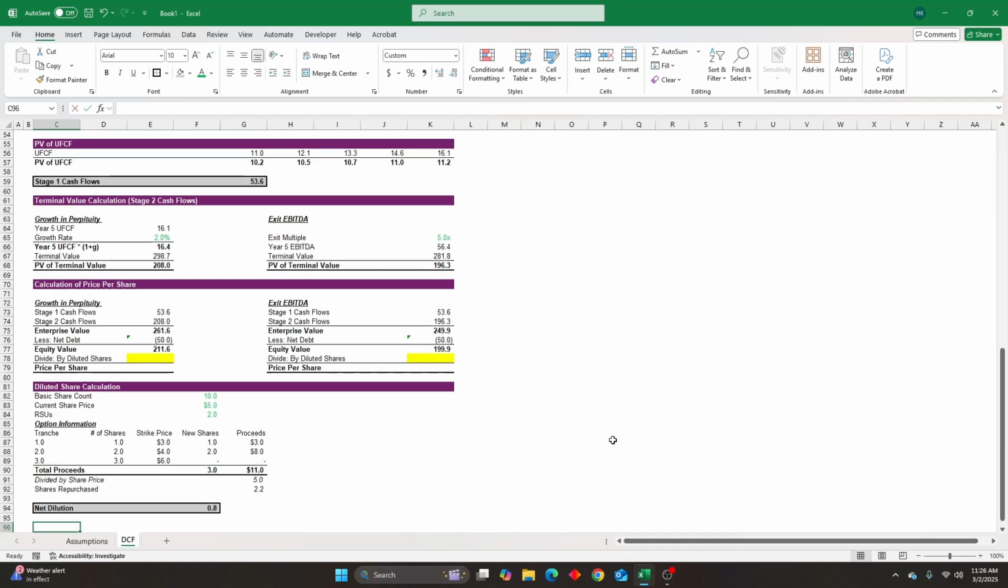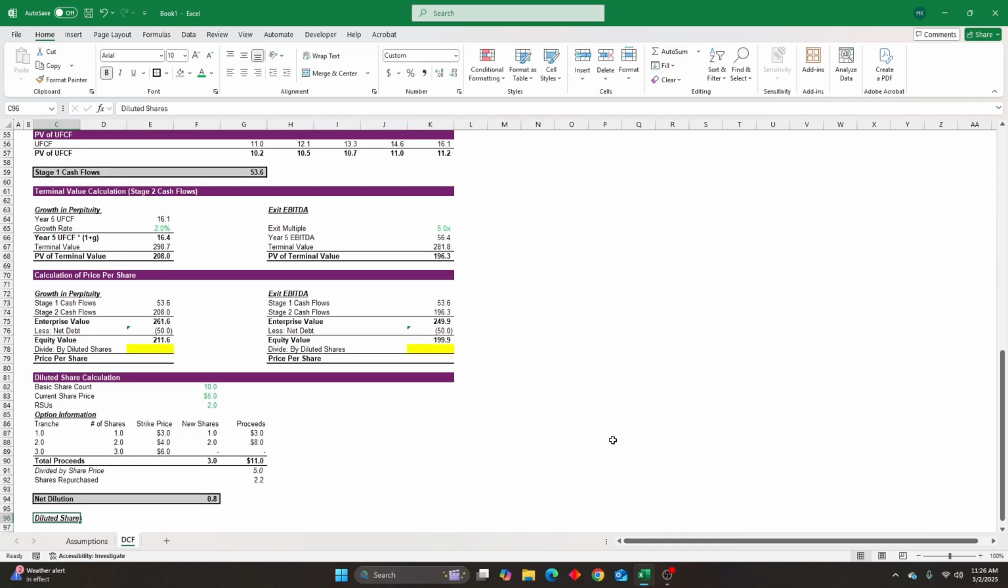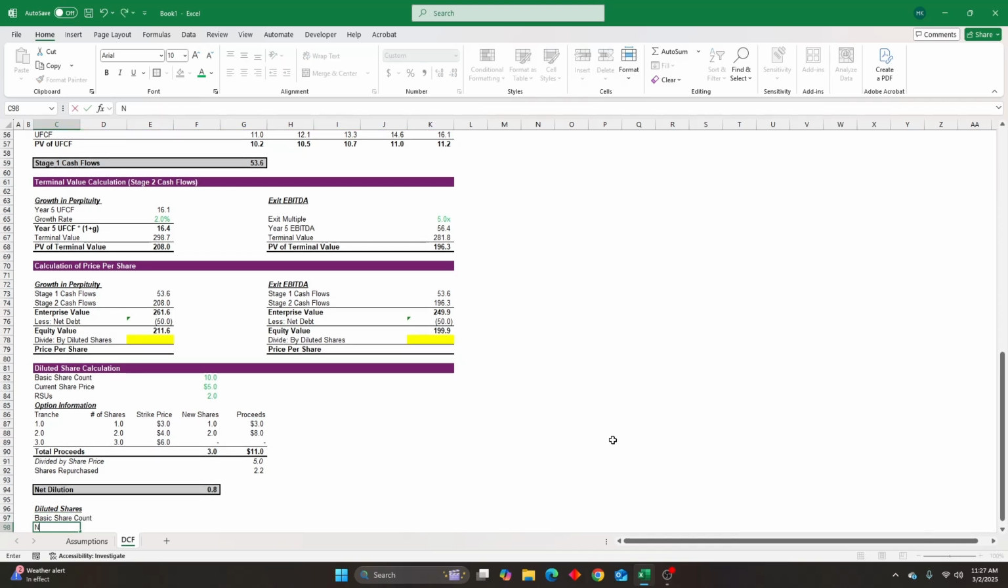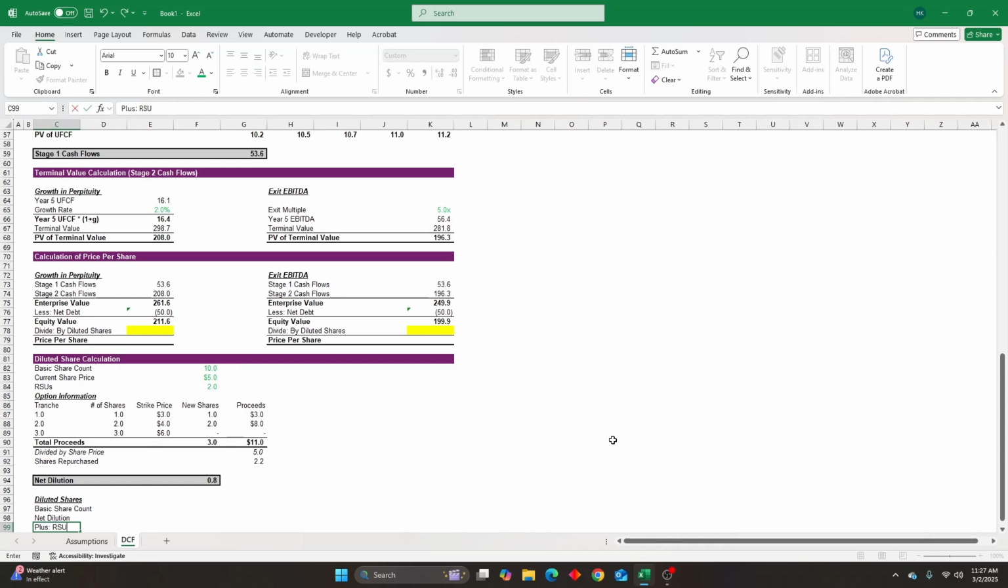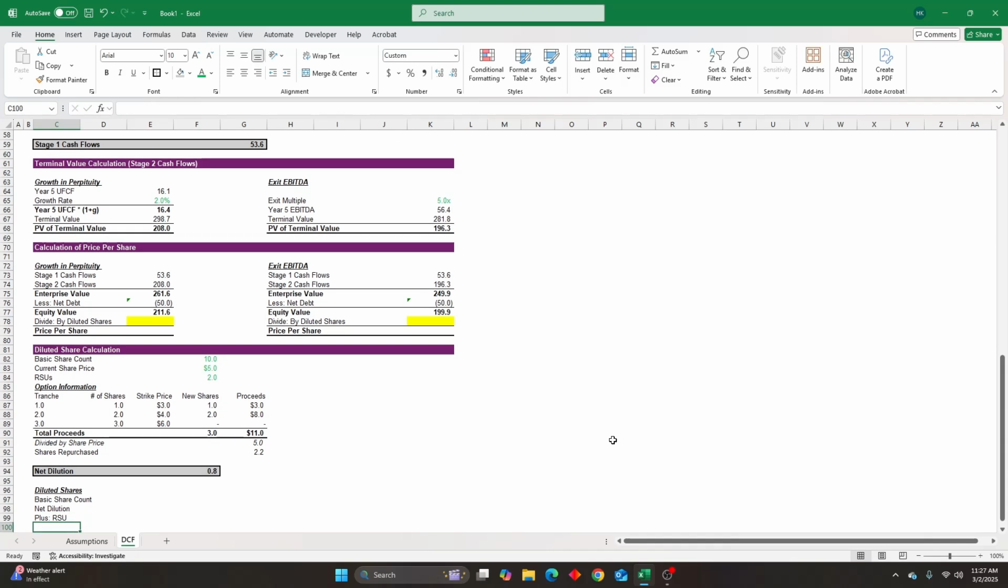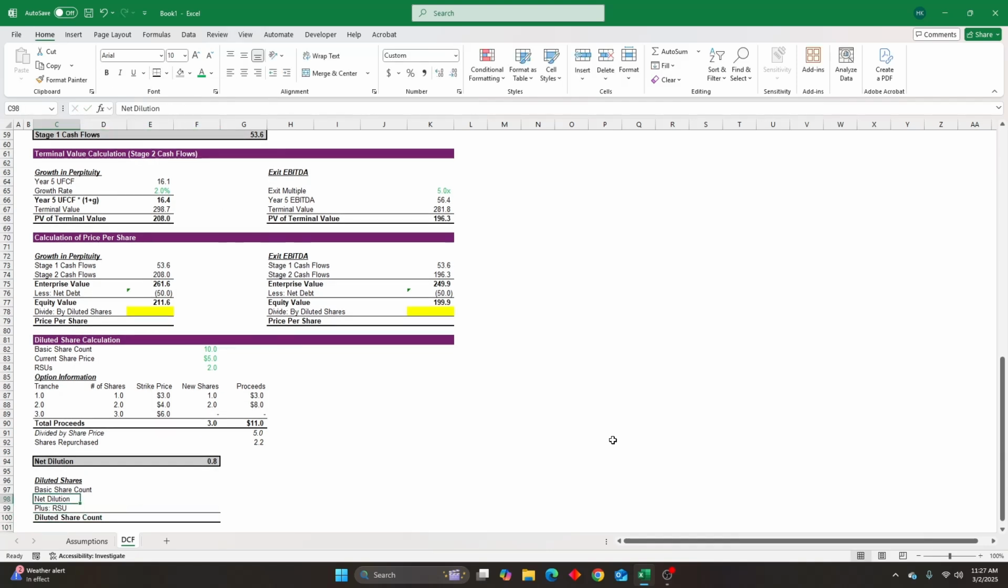Okay, then to calculate our diluted shares, we're going to have our basic share count, we're going to have our net dilution, or new shares. We're also going to add in our restricted stock. Typically, you'll assume that this will convert, and so this will get us to our diluted share count. There we go. So our basic share count is this 10. We have net dilution of 0.8, and then we also have RSUs of 2. This is kind of silly because you obviously can't have 0.8 of a share, but for academic purposes, we'll just leave it as is.